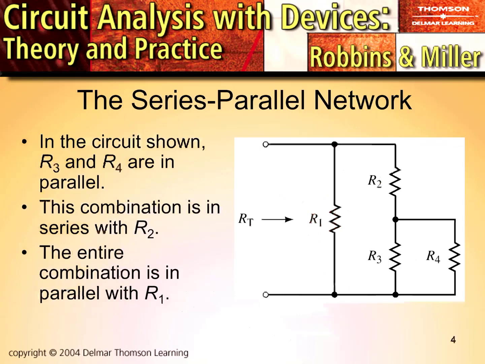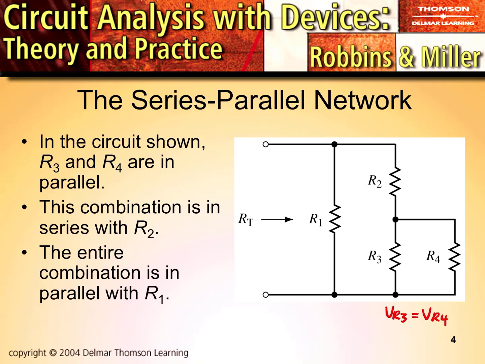Here we have another example, and here is where we would say that R1 is in parallel with the branch that has R2 in series with the R3, R4 parallel connection. When we're looking at this, we can certainly say true statements like VR3 equals VR4.